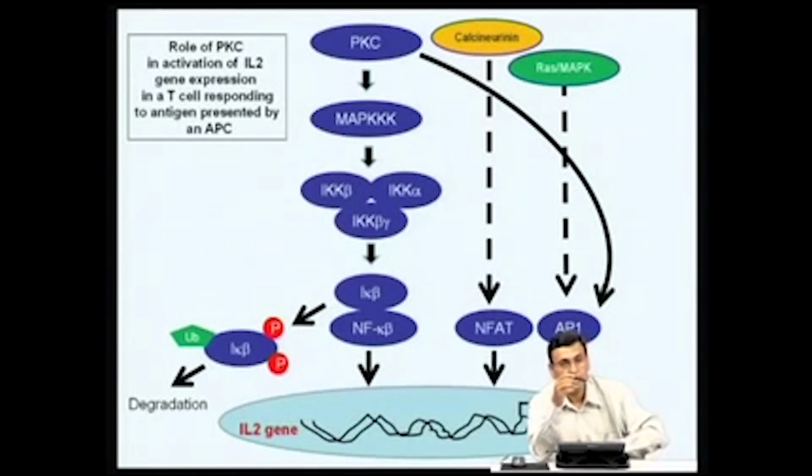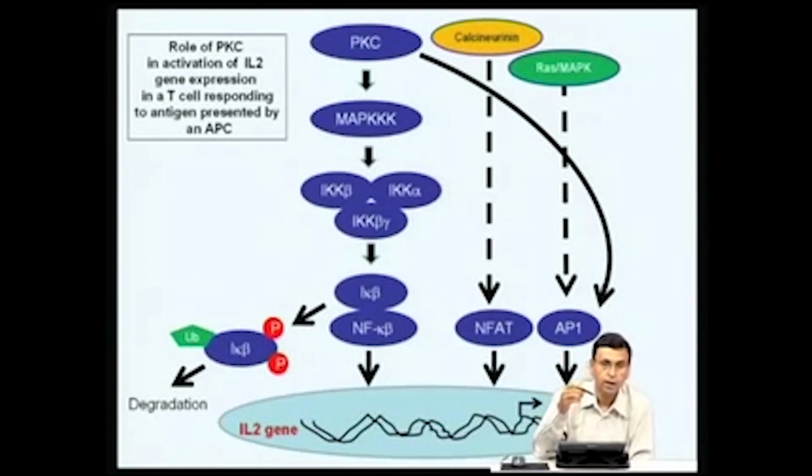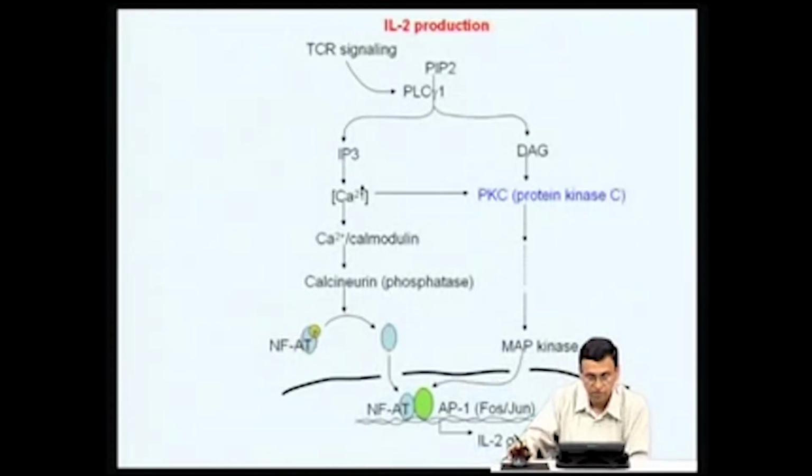The calcium is released by the inositol triphosphate, which is produced by the phospholipase C activation. The calcium then activates the calcineurin. The calcineurin in turn dephosphorylates NF-AT. NF-AT then goes to the nucleus, binds and activates the transcription of the gene. Now, I want to spend maybe 1 minute on this calcineurin pathway, because it has a very important role in certain biomedical applications.